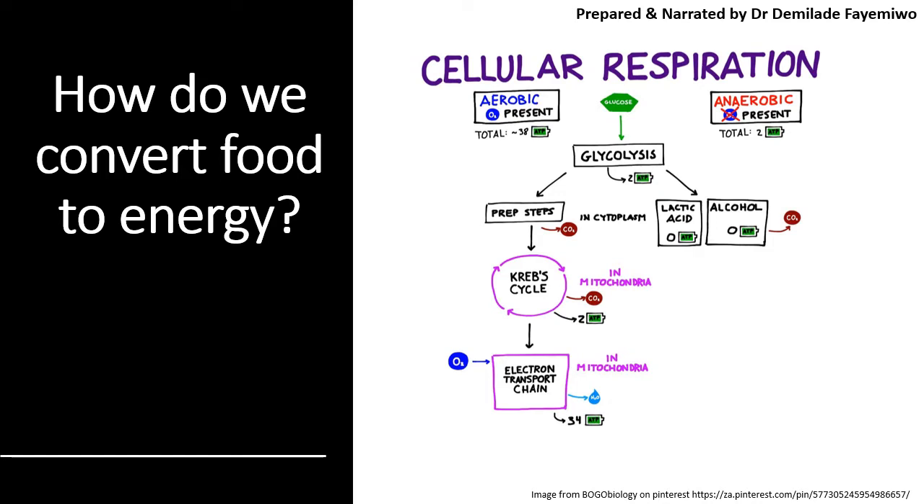In today's video I am going into details of respiration. I'm going to be discussing all the steps that are involved in respiration, which include glycolysis, the link reaction, the Krebs cycle, and oxidative phosphorylation, which is also called the electron transport chain.